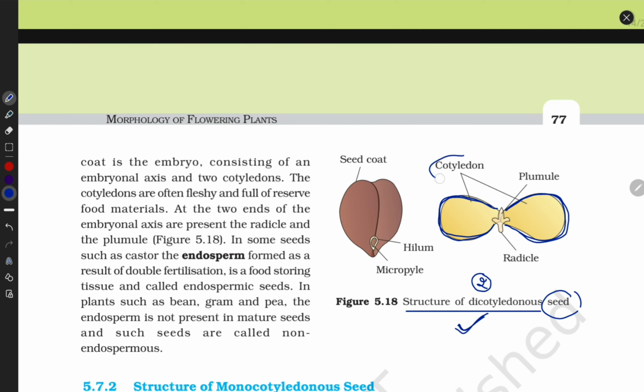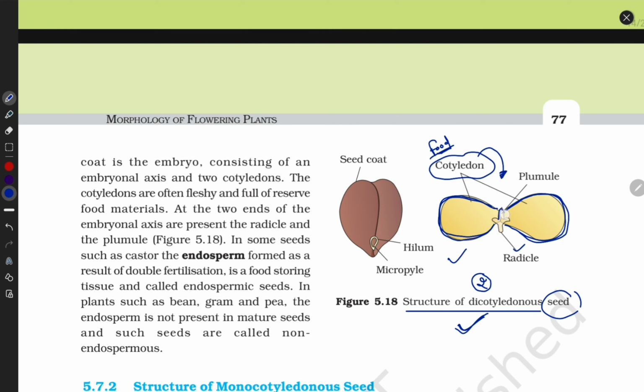Now anybody can ask what is cotyledon, why these are important, guys. They are full of food material. They contain lots of food. So in plant development, they play the main role. They provide food material for the growing part.